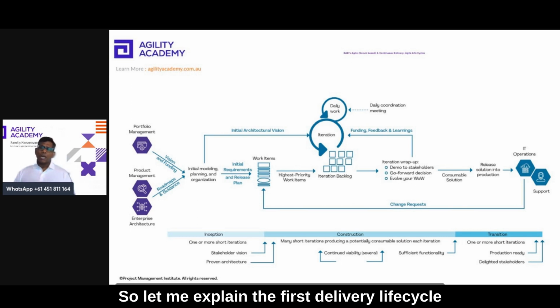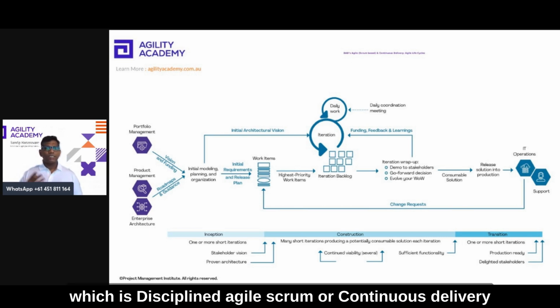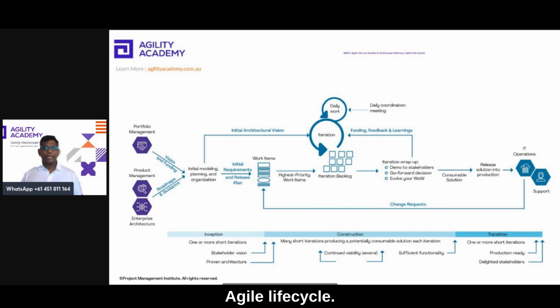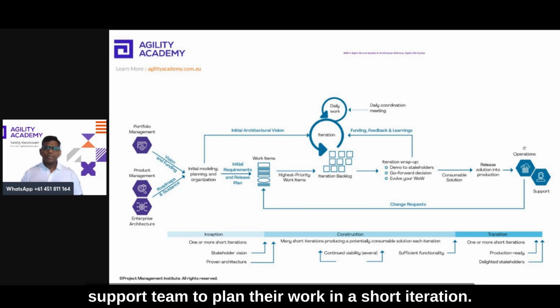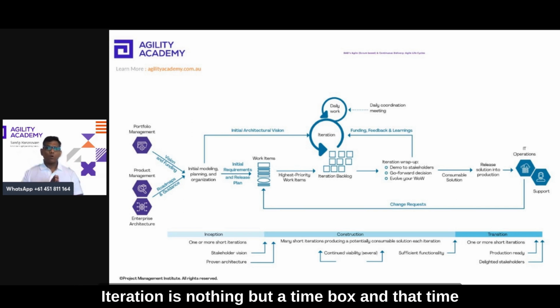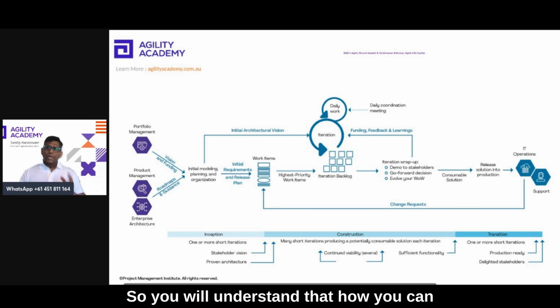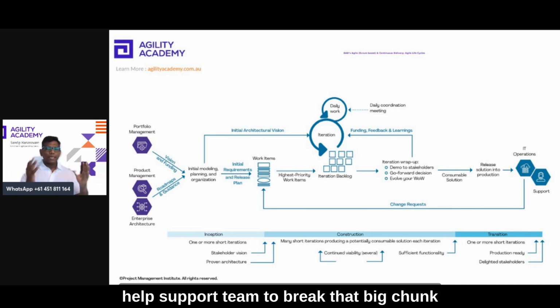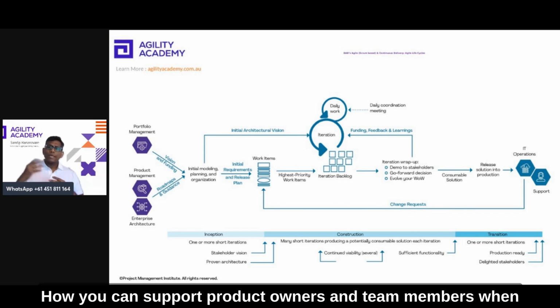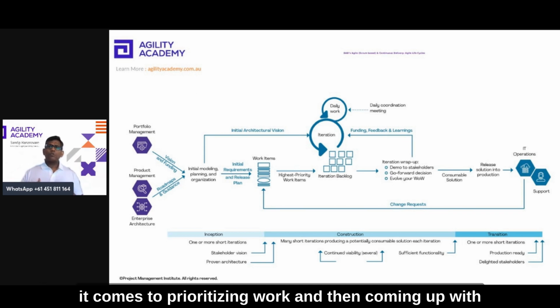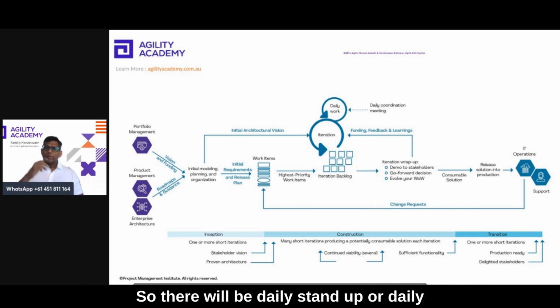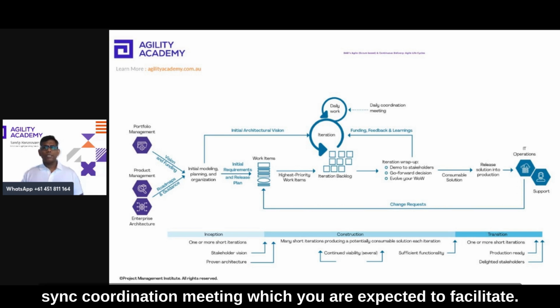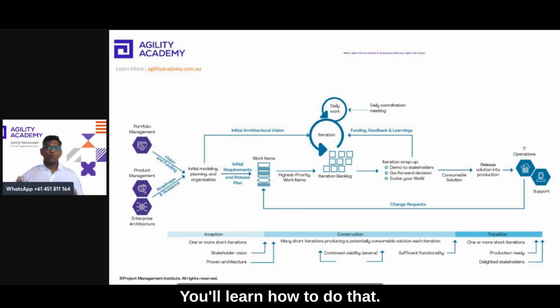So let me explain the first delivery lifecycle, which is Discipline Agile Scrum or the Continuous Delivery Agile Lifecycle. In this life cycle, as a Scrum Master, you are expected to support the team to plan their work in short iterations. An iteration is nothing but a time box, and that time box can be 1 week, or it can be 1 month. So you will understand how you can help the team break that big chunk of work into small chunks, and how you can support product owners and team members in prioritizing work and then coming up with a roadmap against which team members can work. There will be a daily stand up or daily sync coordination meeting, which you are expected to facilitate. You'll learn how to do that.